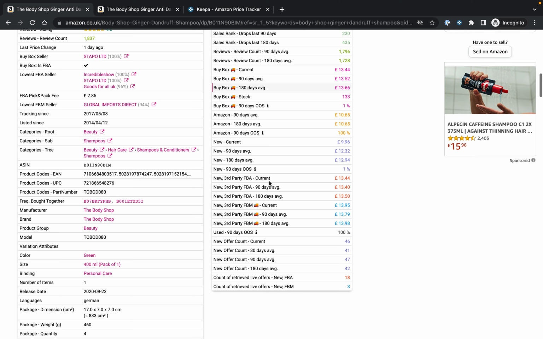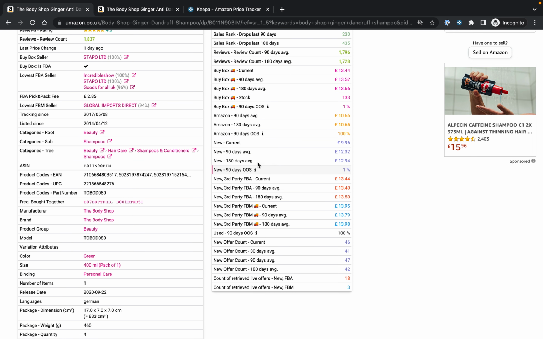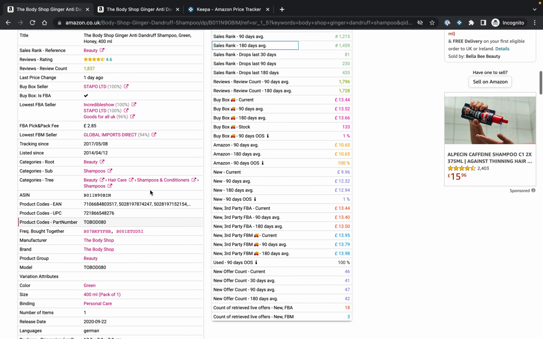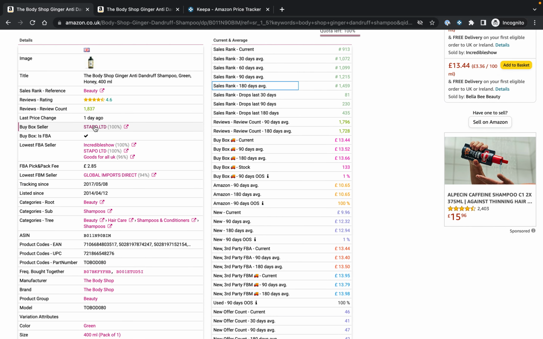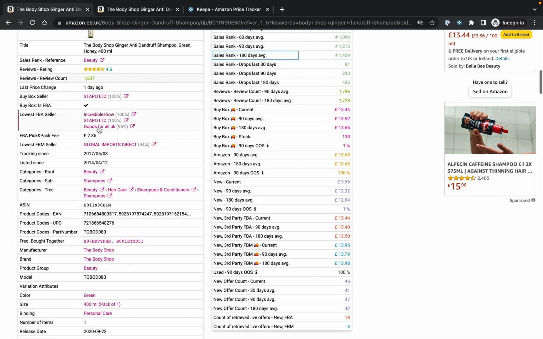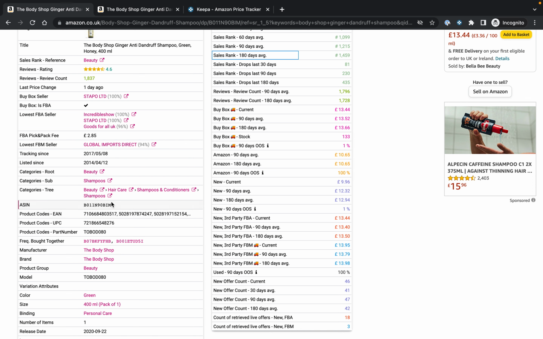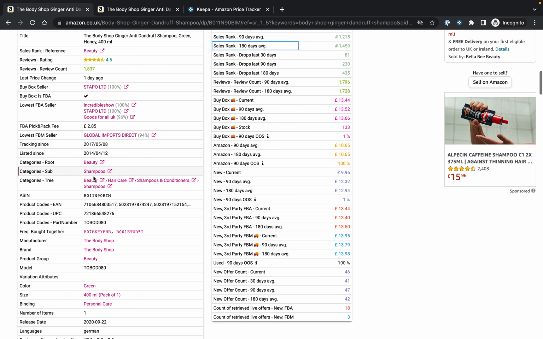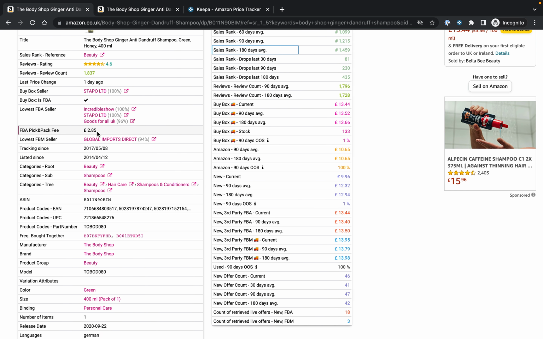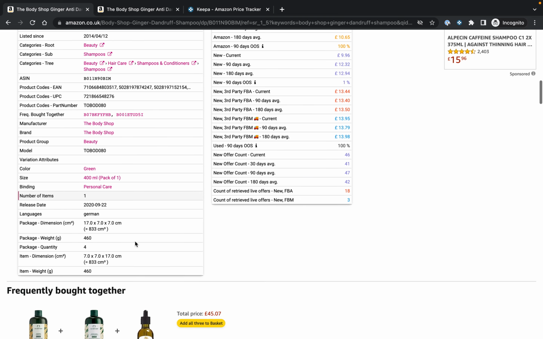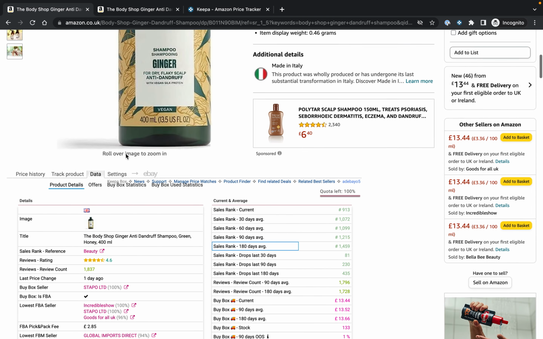Same thing with all of those other different characteristics. So the new price, the used price, the number of offers over the last 180 days. Additionally, it has information about the actual listing. So it tells you what the product code is, the EAN and the UPC, tells you what category, subcategory, and the root category it's in. You can see what the FBA fee is. A lot of software can do that as well. And just a lot of other information.